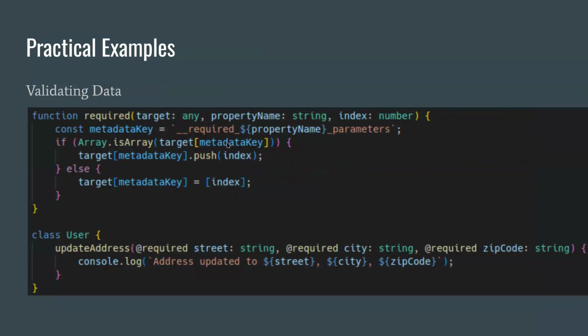And here's another example of validating data. You can validate input or state before method execution, ensuring your classes always work with clean data. So you can see that we are using a require decorator on our input parameters: street, city, zip code, and then this is checking if it's an array or else.